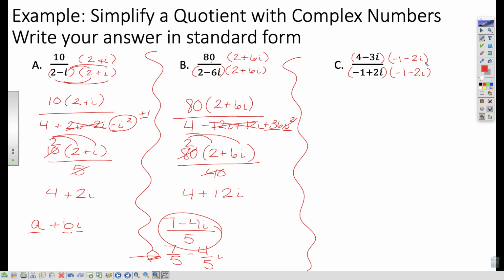Use that Algebra 1. First, outer, inner, last. Look: 4 times negative 1, 4 times negative 2i, negative 3i times negative 1, negative 3i times negative 2i. Foil it out.